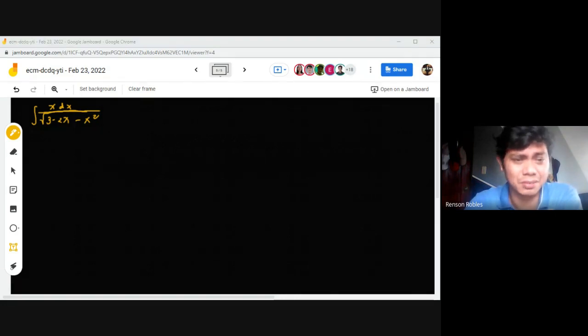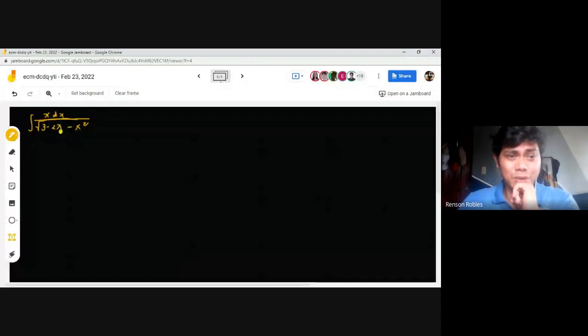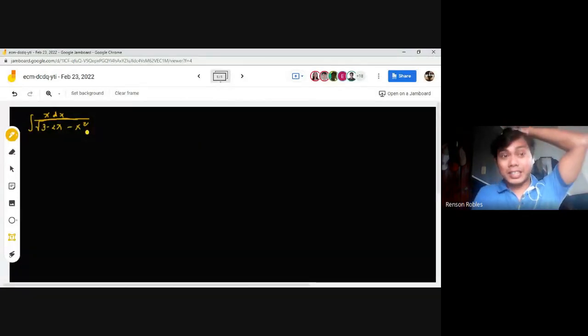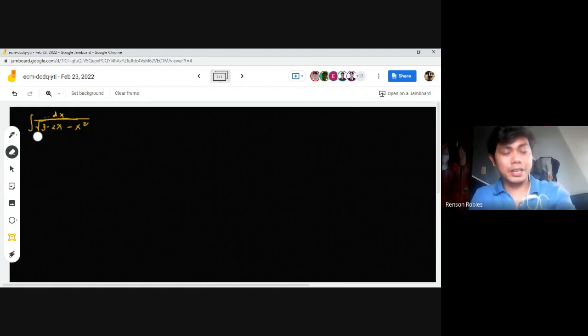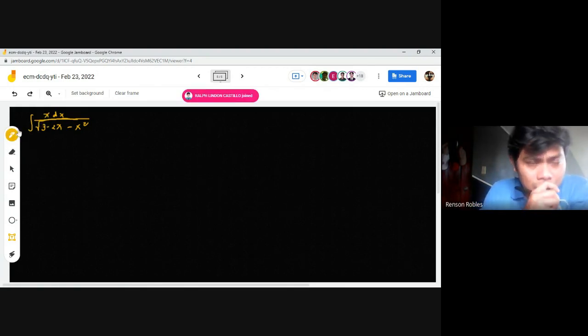Nasaan na ako? Okay. So you get 3 minus 2x minus x squared because there's an x on the numerator. Okay? Kapag wala yung x na yan, diretso na kayo sa completing the square. But there's an x on the numerator, so you must apply the same thing. First, you differentiate.